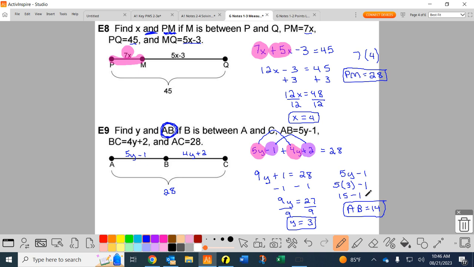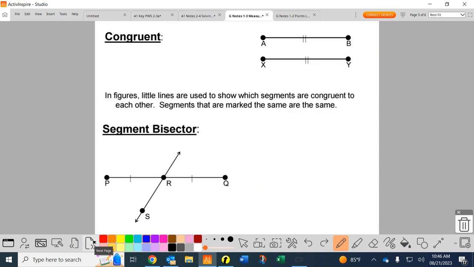Alright. Anything on this before we start talking about congruency and segment bisectors? That's what we got coming up next. Anything before we move on? Just make sure nobody's still writing. Okay, let's go to the next one, guys. Again, if you ever miss anything, you can find these videos on Canvas. Please feel free to go there and see what it is that you missed and need to catch up on.